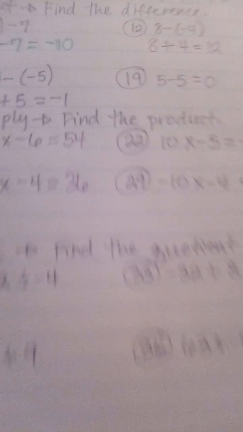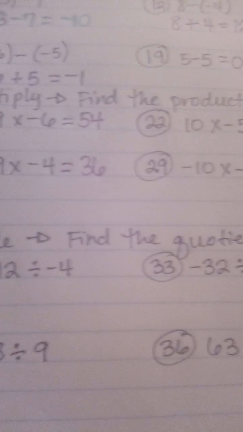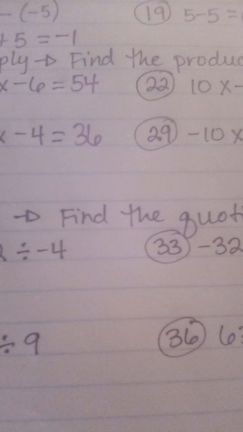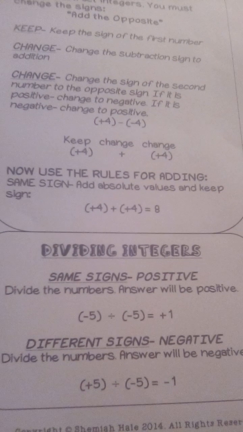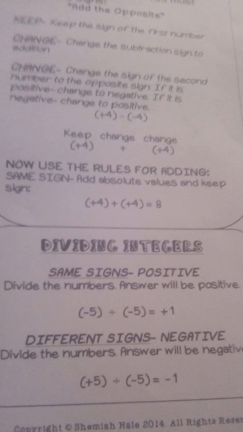All right, moving on to division, which is find the quotient, meaning division, right? Dividing. So I selected 31, 33, 35, and 36. I'm going to read the same thing. It's the same thing as multiplying integers, right? Same sign, divide the numbers, answer will be positive. Different sign, the answer will be negative, right? All right.